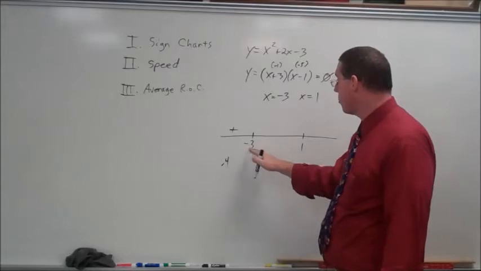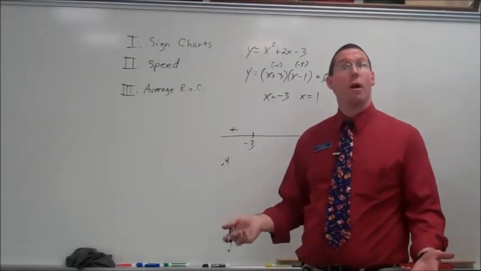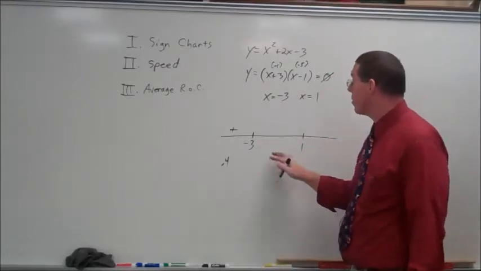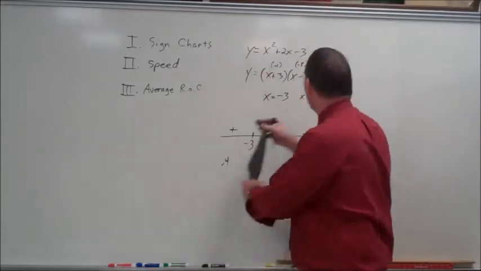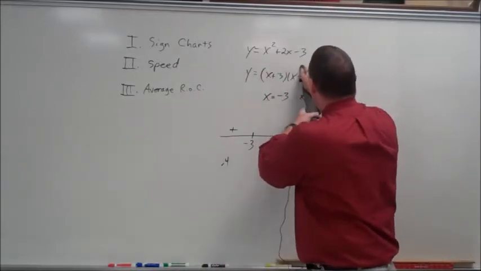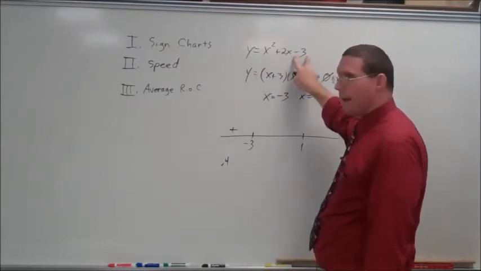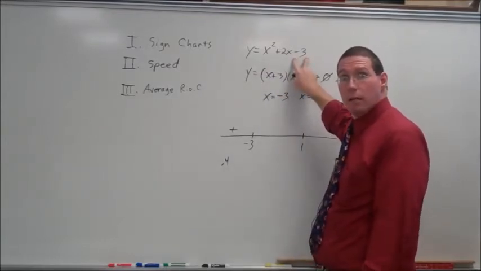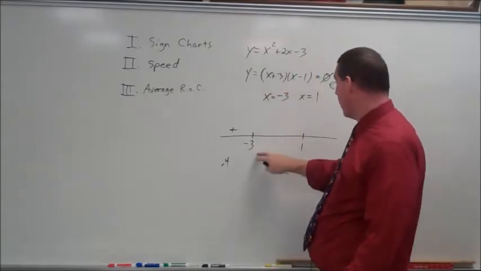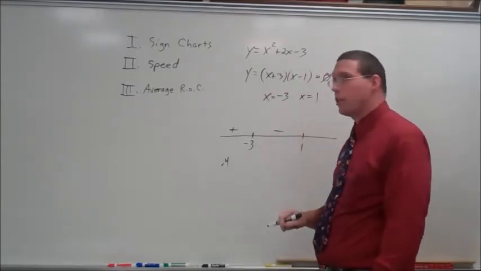Now we're going to pick a number between negative 3 and 1. I like 0. Whenever I can use 0, I like to use 0. Here, I don't have to use factored form. I'll go back up to the standard form. If I put a 0 here and a 0 here, I know that I'm going to have my y-intercept, negative 3. So that's a negative value. So between negative 3 and 1, I know that this function has a negative value.